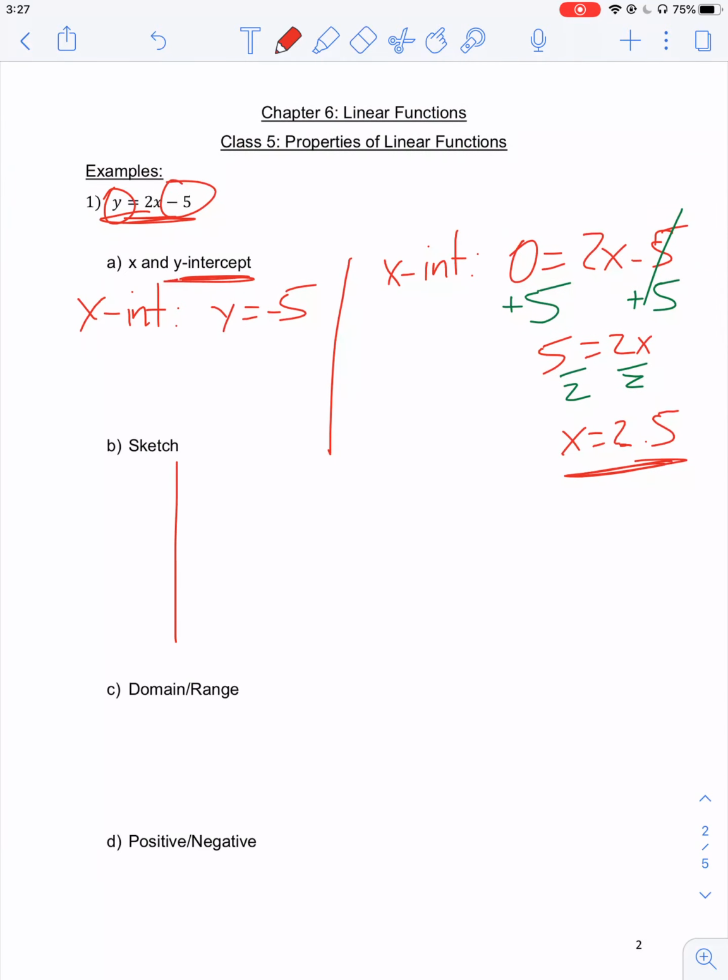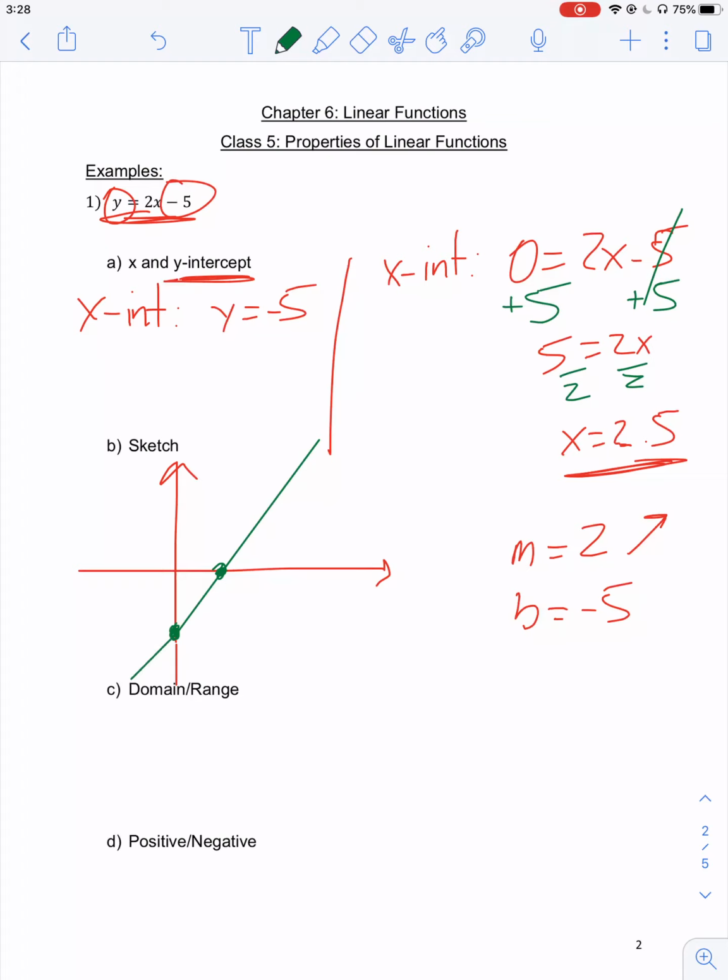Now the sketch is very straightforward. For the sketch, if you want, you can write this on the side. My slope m is equal to 2, so my function should be increasing. And you know that your y-intercept b value is -5. So basically, at 0, your function is at -5. Then when your x value is 2.5, your function becomes 0, and then you just connect the two dots. So basically your function will look something like this. It's supposed to be a straight line.